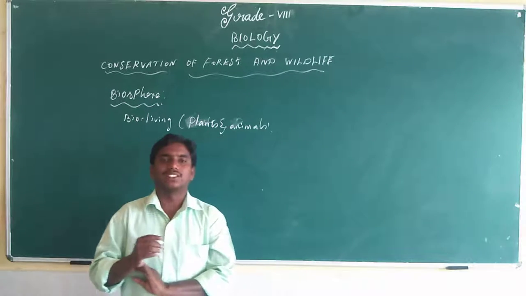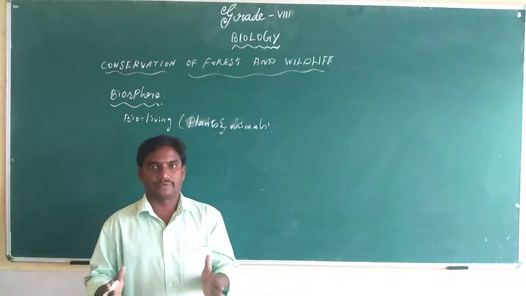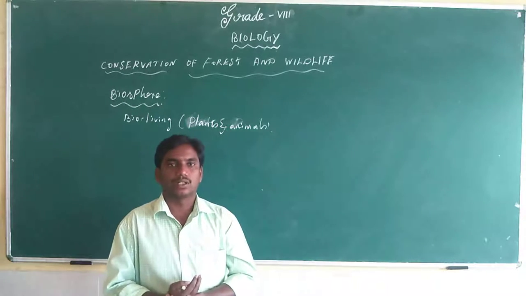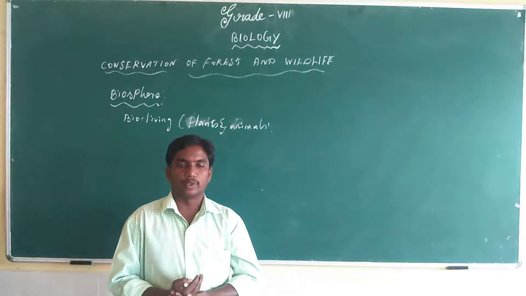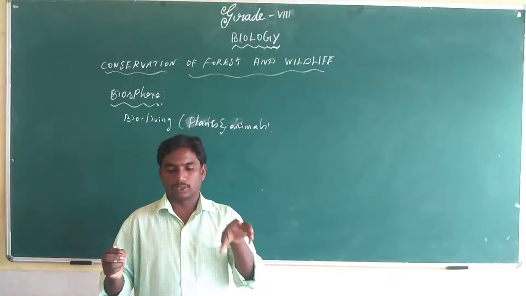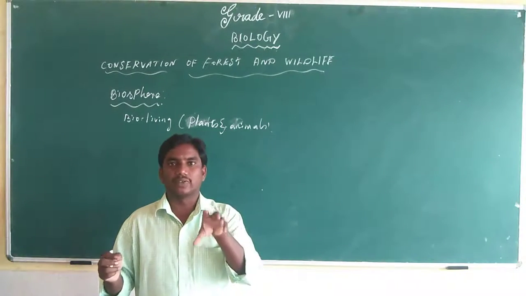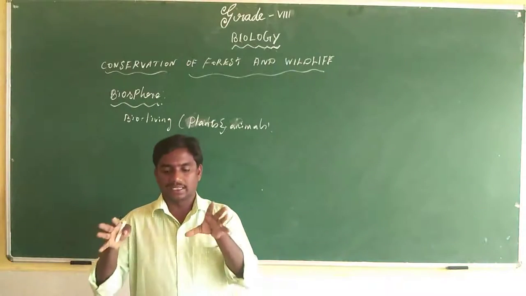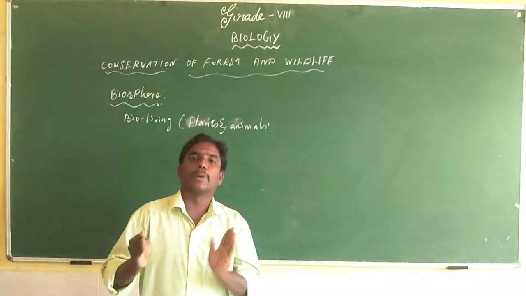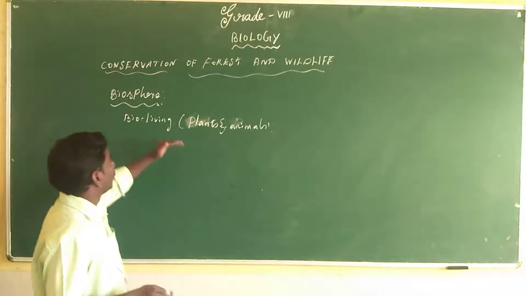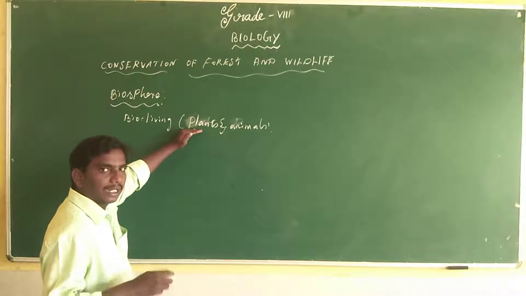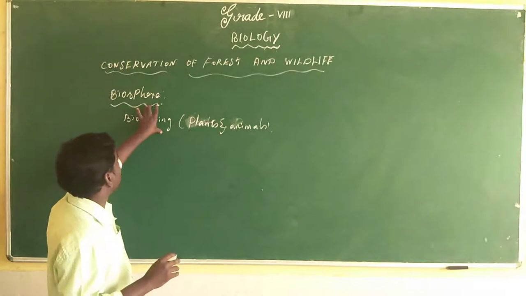Existing in life on the earth surface, that is called what? Biosphere. The biosphere means the part of the earth where living organisms exist, in that support of life. That is, both the living things like plants and animals can live on the earth surface. That is called the biosphere.